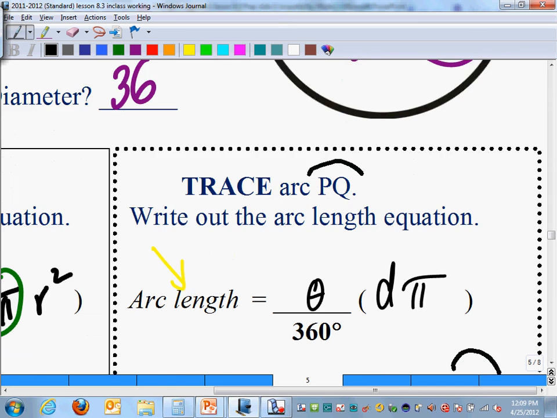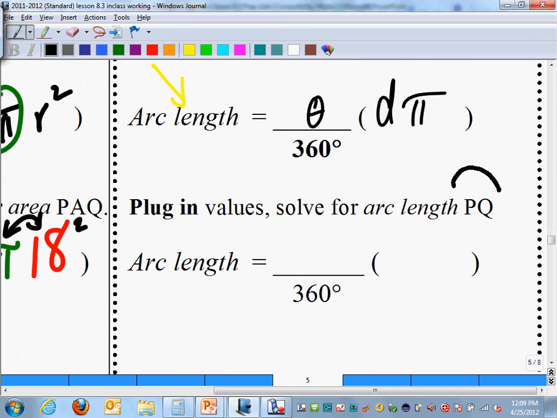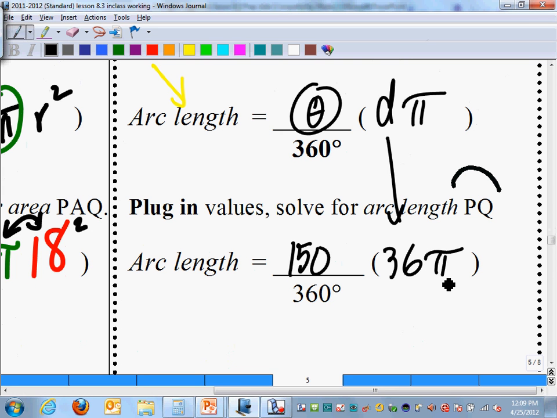Our diameter here is 36. So we're going to bring it here. Our theta, again, is 150 times 36 pi. This one's actually really easy. Why 36? Diameter: 18 times 2. We're getting there. This goes in here 10 times. Now 10 goes into 150 15 times. So the answer is simply 15 pi units. Your units are singular here.